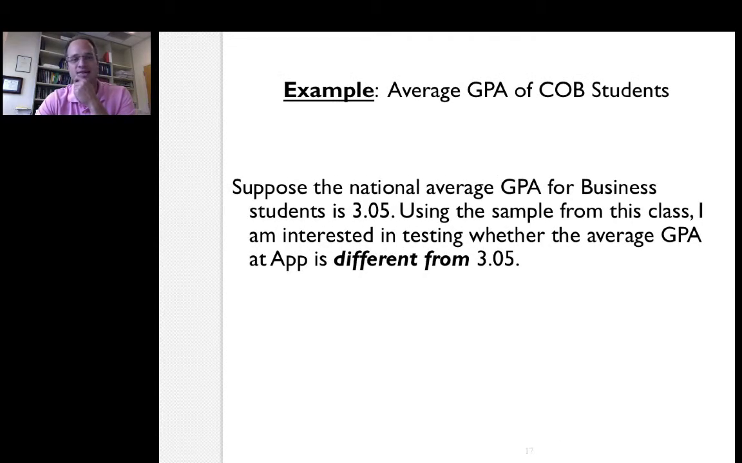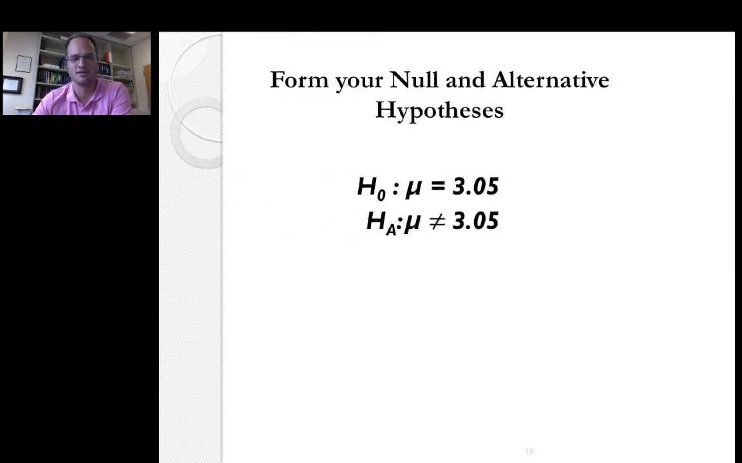Let's look at another example. The average GPA of College of Business students. Suppose the national average GPA for business students is 3.05. And using the sample from a particular class, I'm interested in testing whether the average GPA at App is different from 3.05. App is the university here. And constructing the null and the alternative, the different-from language, again, my research hypothesis is trying to see if it's something different from that national average. Okay, that's my research interest.